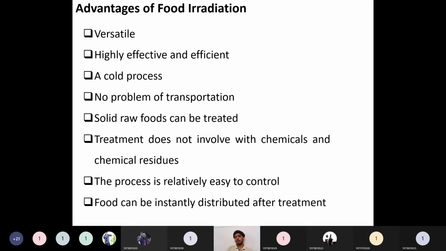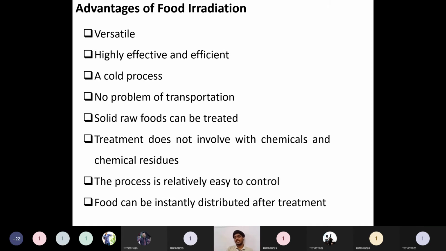Then treatment does not involve chemicals and chemical residues. There is no usage of any additives or chemicals inside that one. There is no point of formation of some chemical residues inside that one. So the process is relatively easy to control. We just have to control the radiation source, and with that one we can control everything.